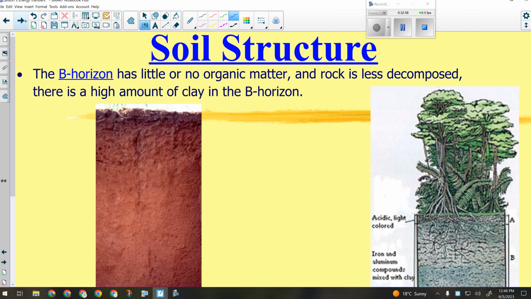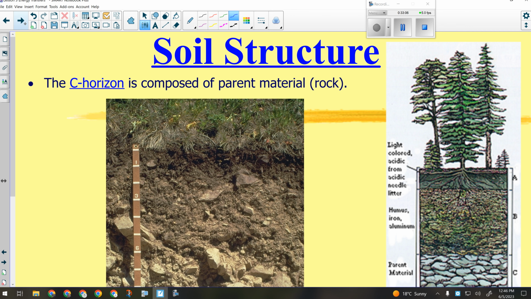There's very little organic material. Some roots might penetrate that far, but there's not a lot of living things down in there. And then underneath that is the rocky subsoil. So this is very typical again for our area. You might have chunks of rock even up in the B horizon, even sometimes in the A horizon.